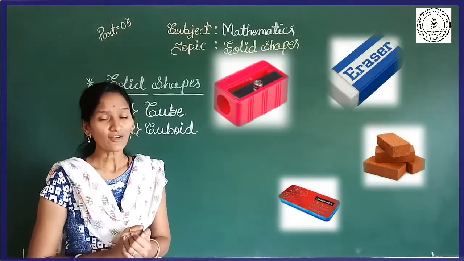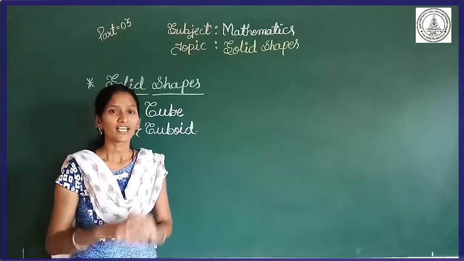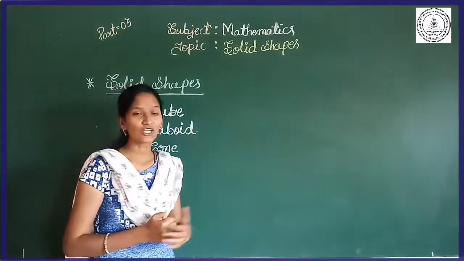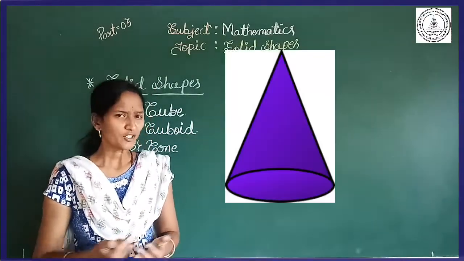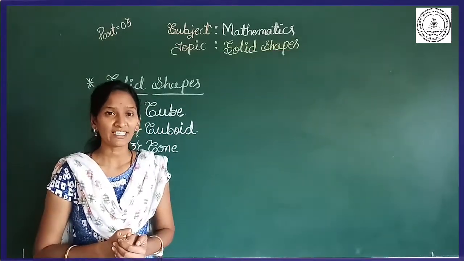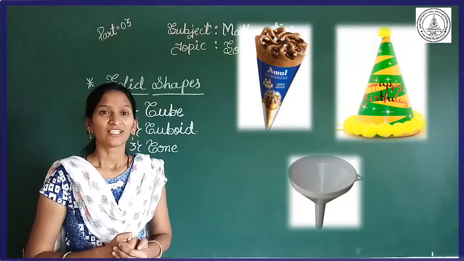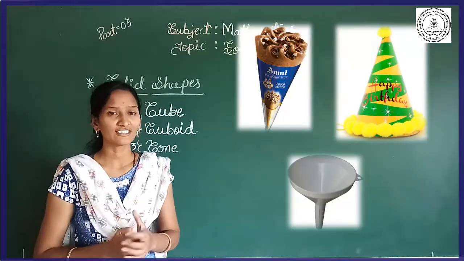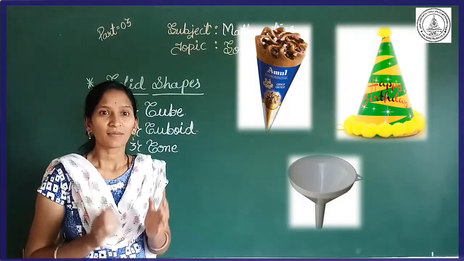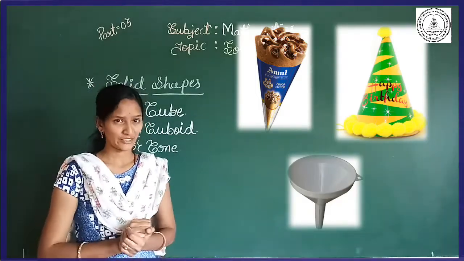Okay? So now come to the next shape, that is cone. Have you seen cone? See, look here, this is a cone. Yes. Give me some examples for cone shape. The best example is birthday cap. The next one, funnel. The third one, ice cream cone. So these are all best example for cone shape.